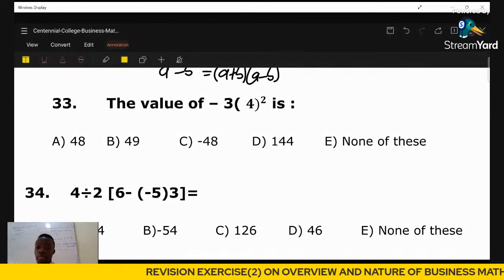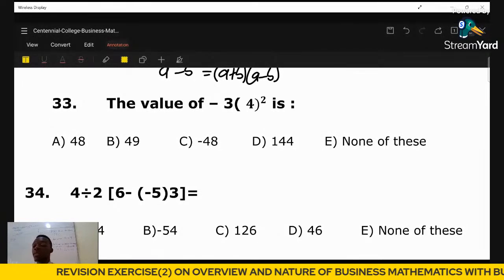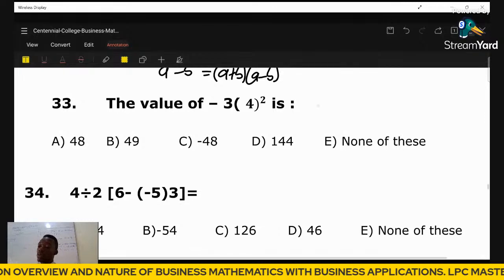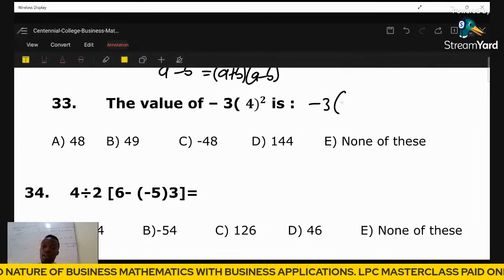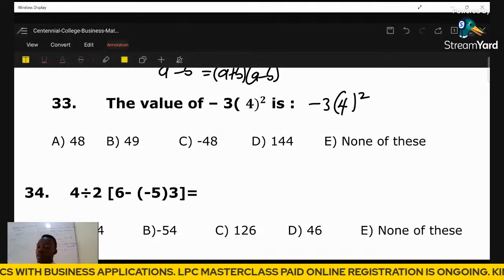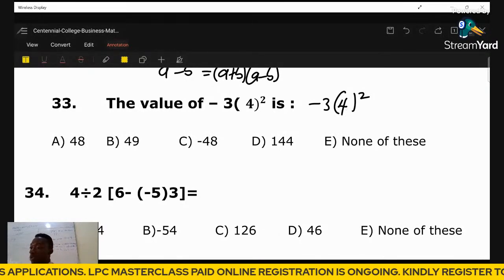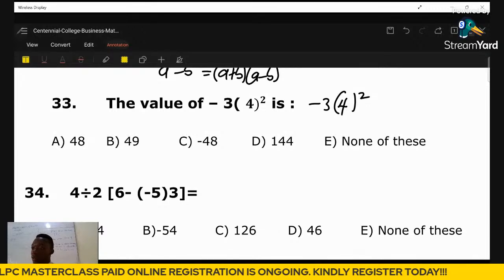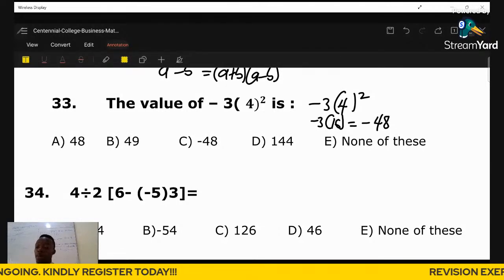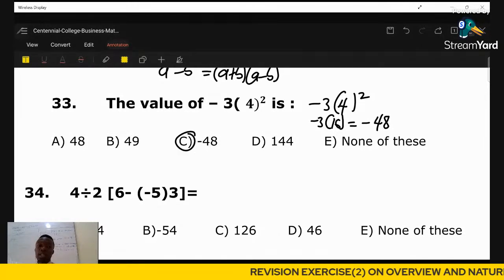Now question number 33. We have to find the value of negative 3 into bracket 4 squared. So here, bracket first. We have negative 3 into bracket 4 square. So we deal with the bracket first before we come to the outside. 4 square is 16, right? So you're going to have 3 multiplying 16, and you're getting negative 48. Calculator work, and you are good to go. So we have negative 48, and that's going to be C.